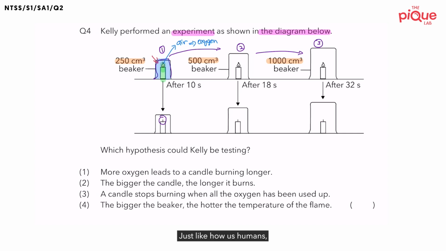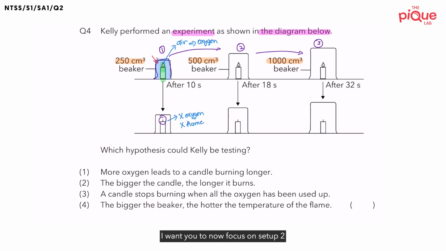Just like how us humans, we require oxygen in order to survive, this flame requires oxygen in order for it to stay lit. What happens after a period of time? We see that there is no longer a flame, correct? So what does this tell you about the amount of oxygen in the beaker at the end? There is no more oxygen. Hence, there is also no more flame.